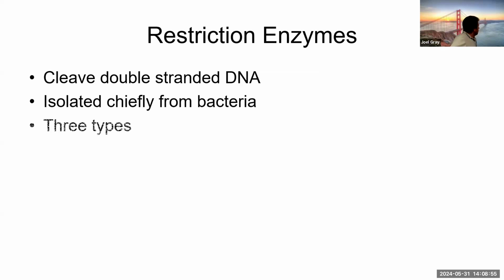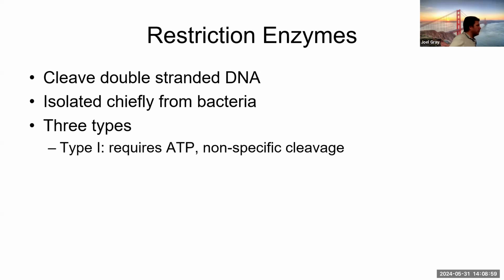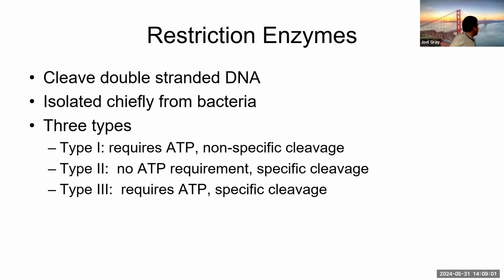Now, there are three different types of them: type 1, type 2, and type 3. The differences between these types are the sequences, the primary structure of a piece of DNA, that they recognize. A type 1 restriction enzyme is going to require ATP, and it's non-specific.